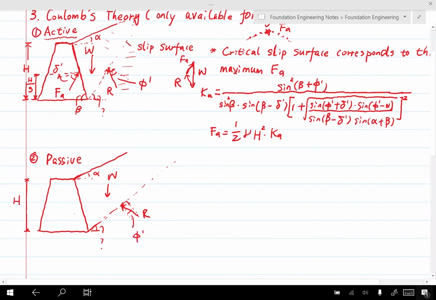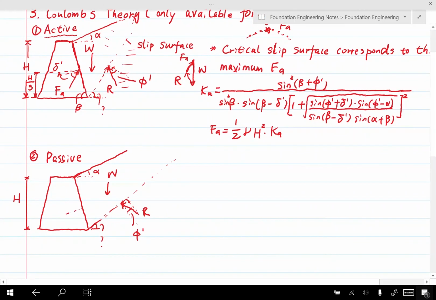Due to the same reason, if we take a look at this F, now the FP is going to be like this. And this angle, again, is delta prime. It's FP. The point of action is 1/3 of h from the bottom of the wall, and this angle is also beta.